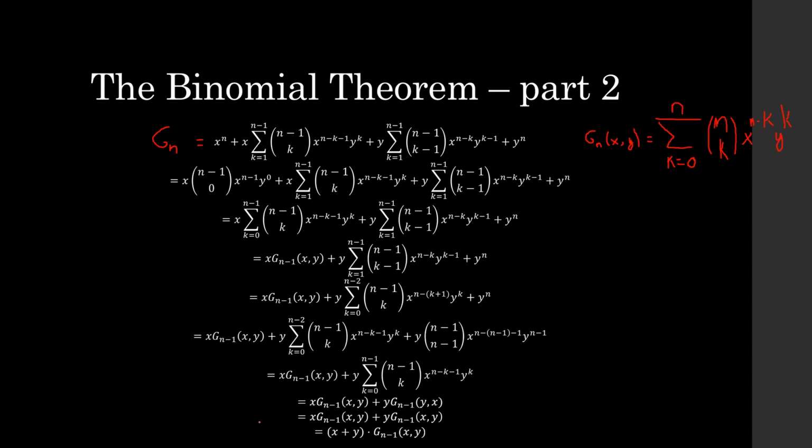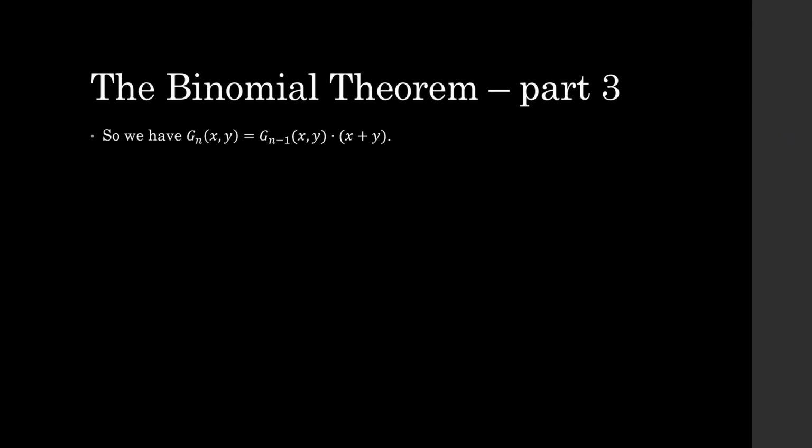So, and keep in mind, this is all starting from saying that g_n(x,y) is equal to that. So if I move on, we've got g_n(x,y) equals g_{n-1}(x,y) times (x plus y). And so we start with g_0(x,y) equals 1, pretty clearly. You can do the sum yourself.